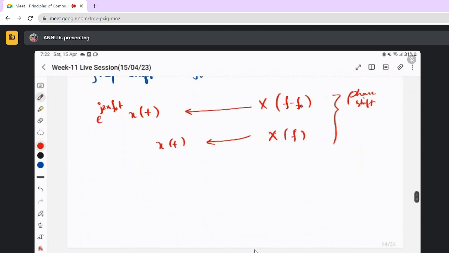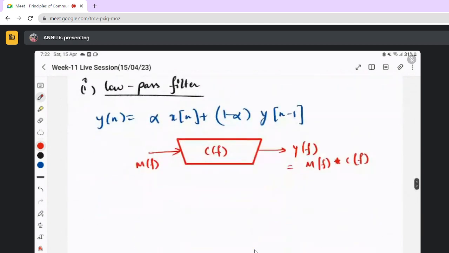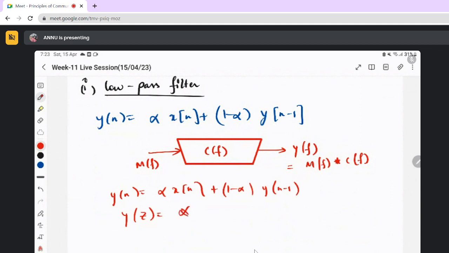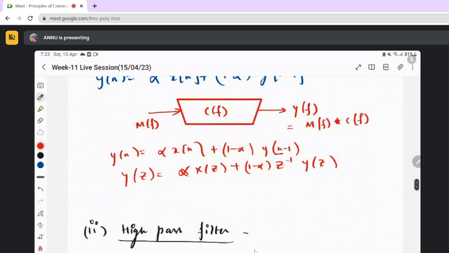In fact, have you seen this one? Suppose this is an LTI system: y[n] equals alpha x[n] plus (1 minus alpha) y[n minus 1]. If you take the z transform of this, because in discrete systems we generally take the z transform, you get X(z) equals (1 minus alpha z power minus 1) Y(z). Here also, the minus 1 corresponds to z power minus 1, which gives H(z), the frequency response, equal to 1 over (1 minus alpha z power minus 1).